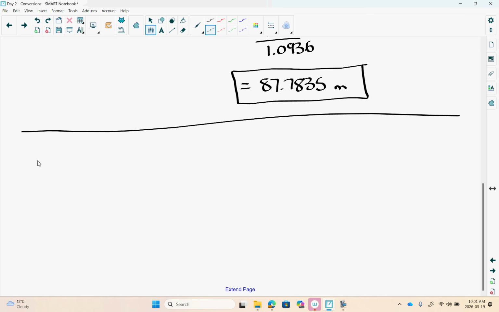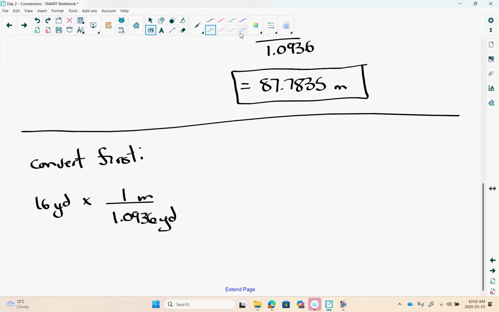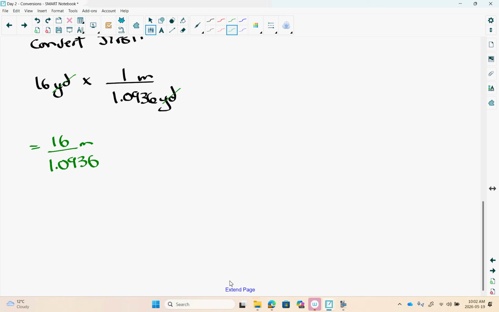I could have gone with 16 yards, and I could multiply it by 1 meter over 1.0936 yards. They go away. I end up with 16 over 1.0936, and this is meters. 16 divided by 1.0936 gives me 14.6306.